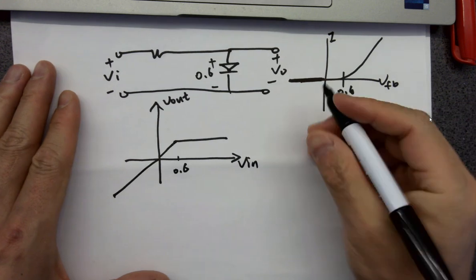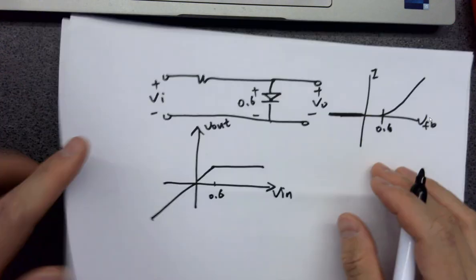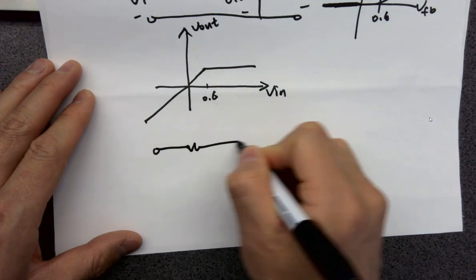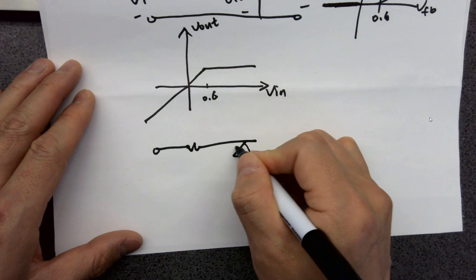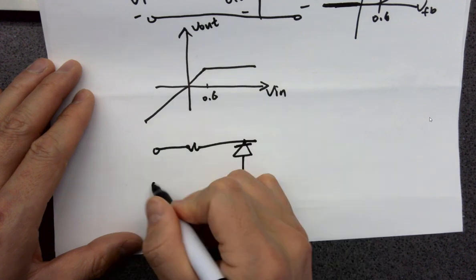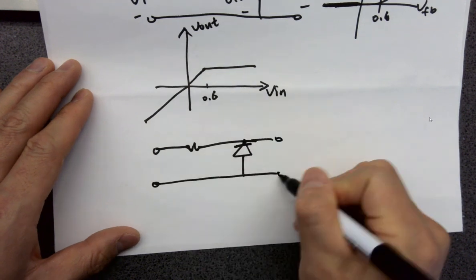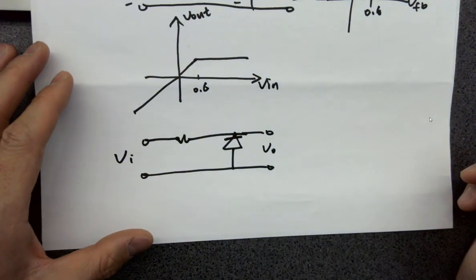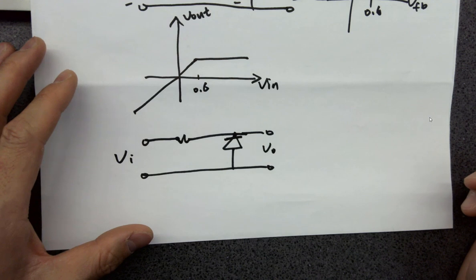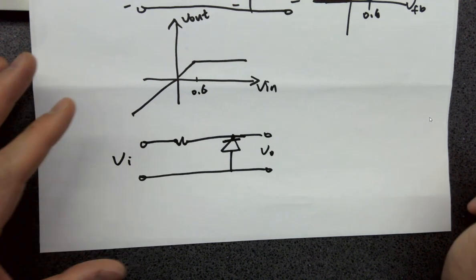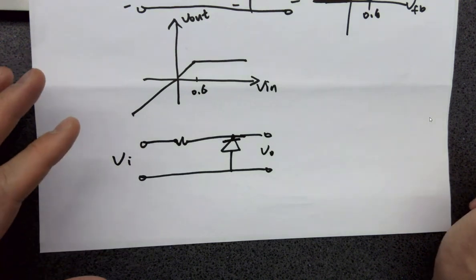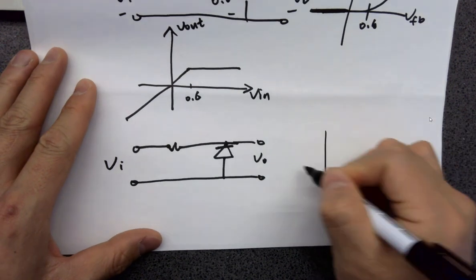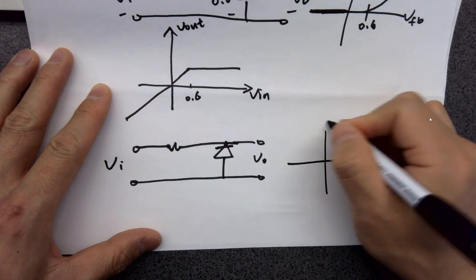All right, so what about this second situation here? V in, V out like this. What is the V in and V out curve?